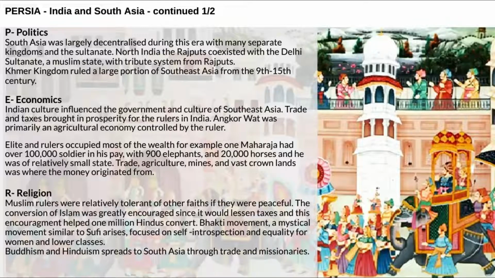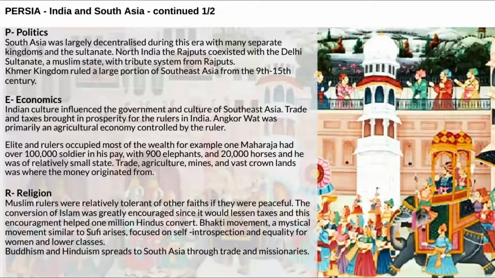For example, one Maharaja had over 100,000 soldiers in his pay, 900 elephants, and 20,000 horses. This was off a relatively small state. Trade, agriculture, mines, and vast crown lands were where the money came from.